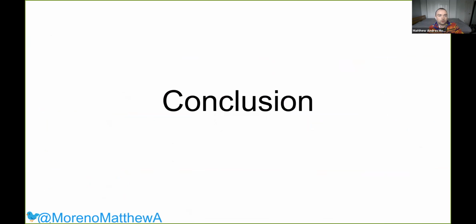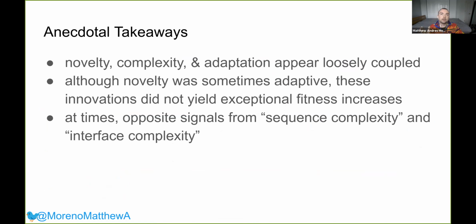So to wrap up, because this is a case study, the takeaways are anecdotal in nature. However, we did see a loose coupling between novelty, complexity, and adaptation in this system, where although novelty was sometimes adaptive, innovations didn't yield exceptional fitness increases. And at times, even within the complexity measure, we saw opposite signals, which I think really underscores the importance of interpreting complexity as a multidimensional phenomenon.